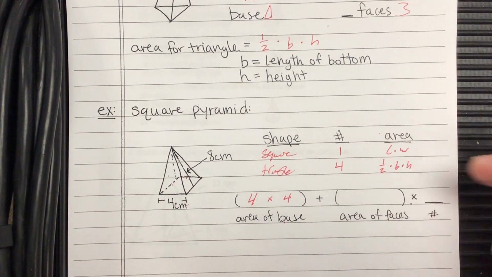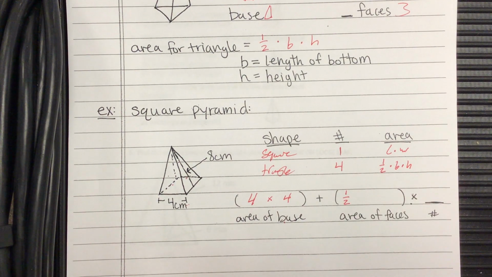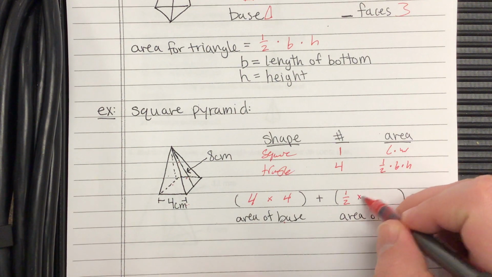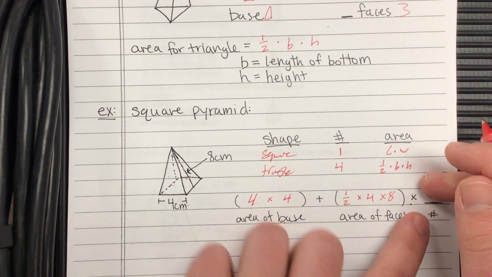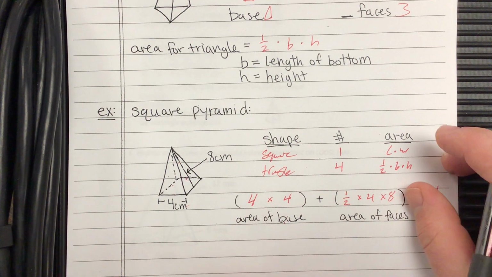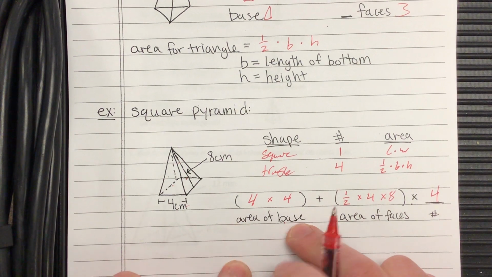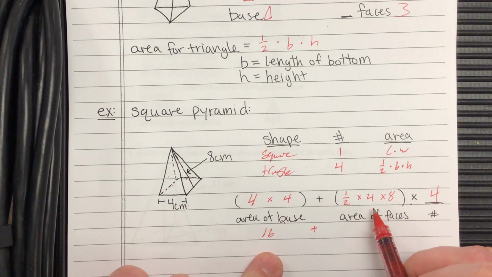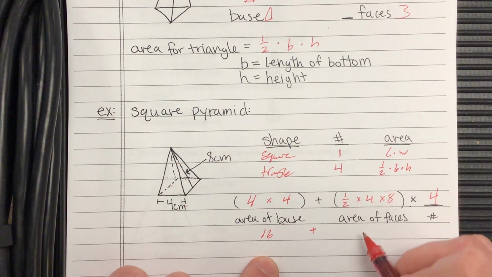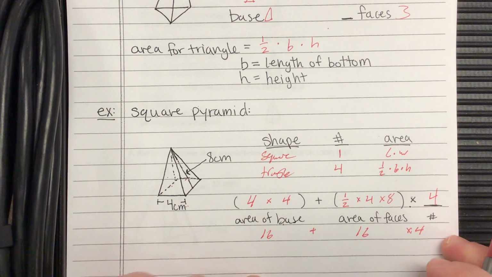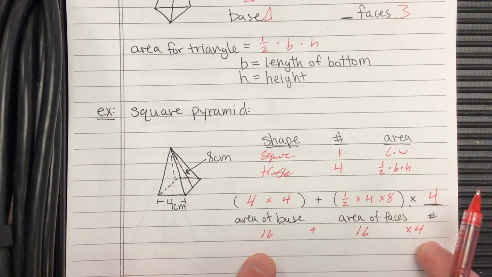What about our triangle? We'll start with 1/2. Not 8 times 8. What's our base? 4. 4 times 8. And then how many triangles do we have? So how many times are we going to have to multiply that one? 4. So that's the number that goes there. So what's 4 times 4? 16. What about 1/2 times 4? 2. And then what about 2 times 8? 16. And we take that times 4 because we have 4 triangles. So it's 16 times 4 now.